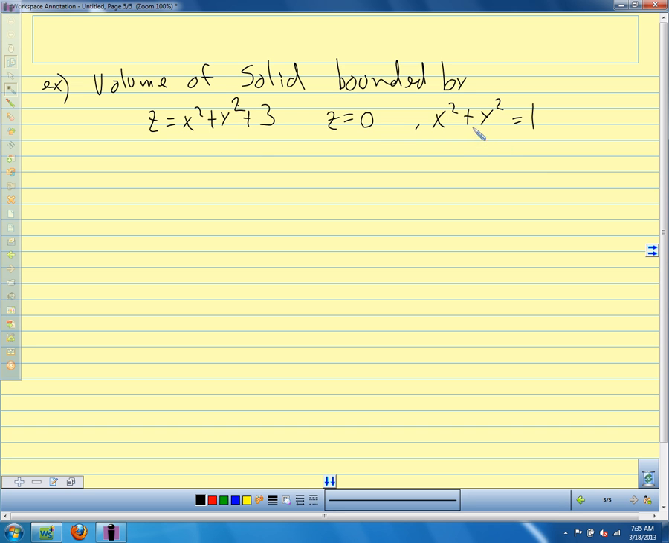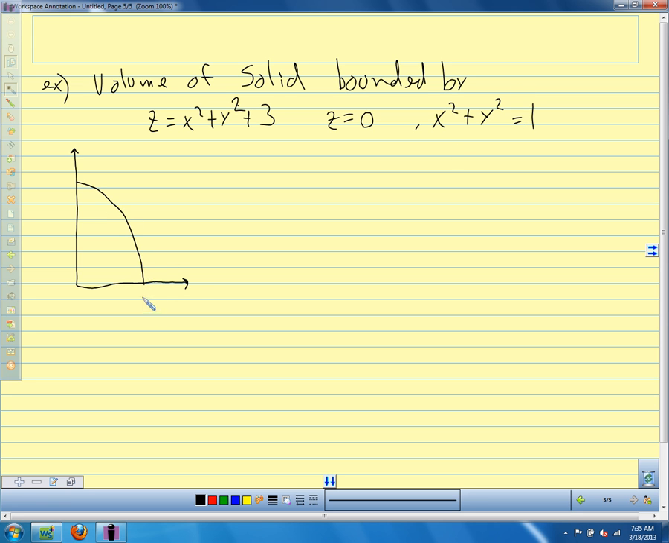Our region in the xy plane is a circle. So that's a hint that I might want to use polar coordinates. Our surface has this x squared and y squared in it, which is another hint that I might want to use polar coordinates. So let's sketch our region in the xy plane. z equals 0 just means that we're looking at the portion above the xy plane. So here's my region in the xy plane.